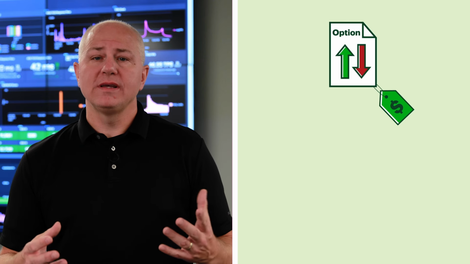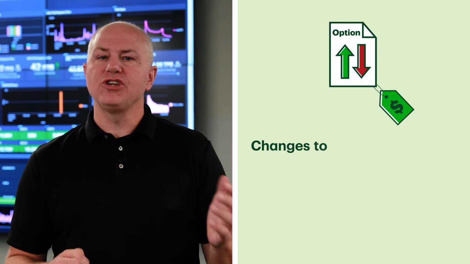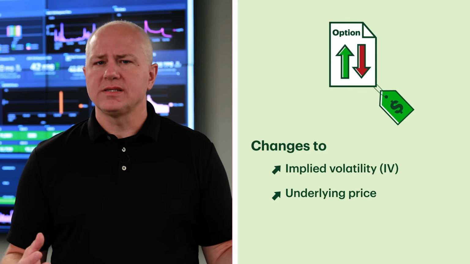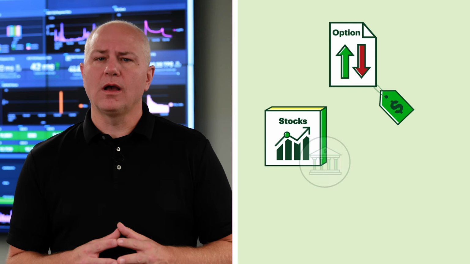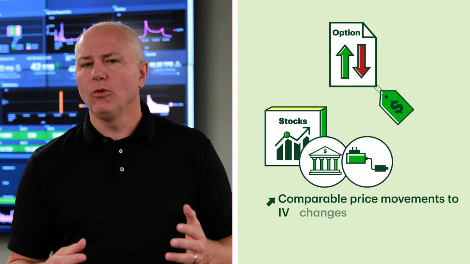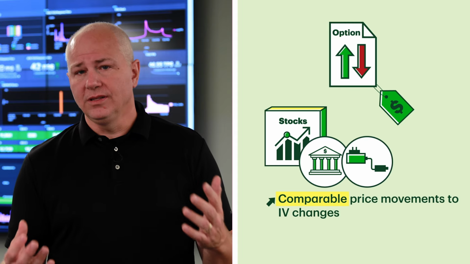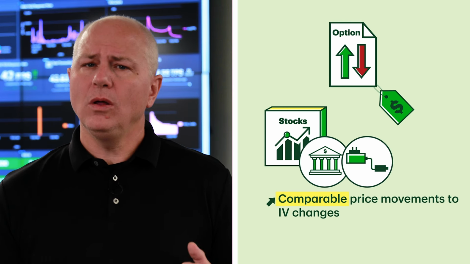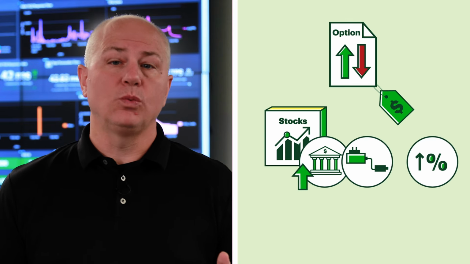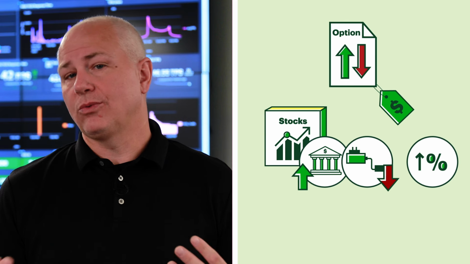And 2, option prices are typically derived mainly from changes to implied volatility, or IV, as well as the underlying price. But for low volatility stock options such as banks or utilities, changes in interest rates can cause comparable price movements to implied volatility changes. However, not all low IV stocks react the same way, as banks typically see an increase when rates rise, while utilities generally sink.